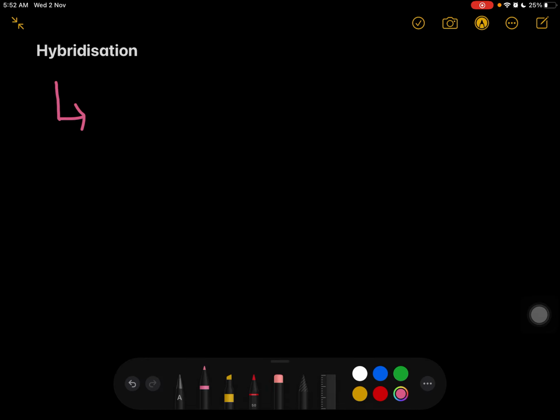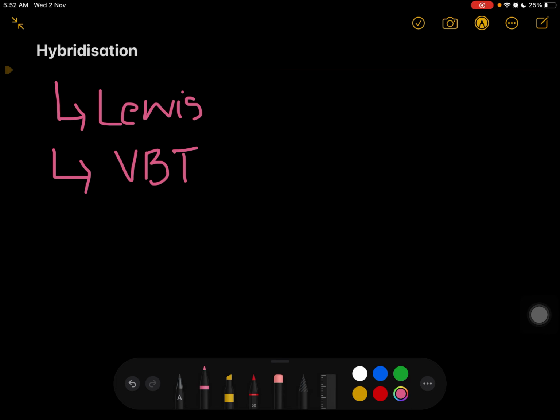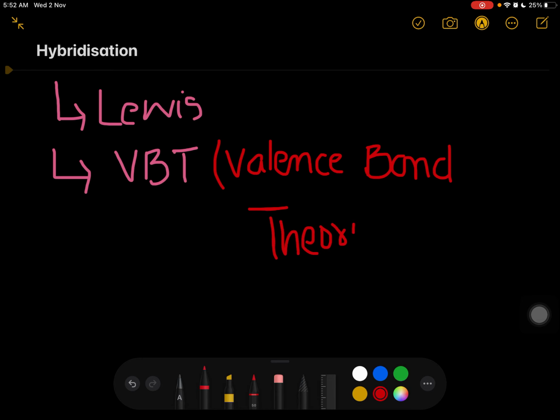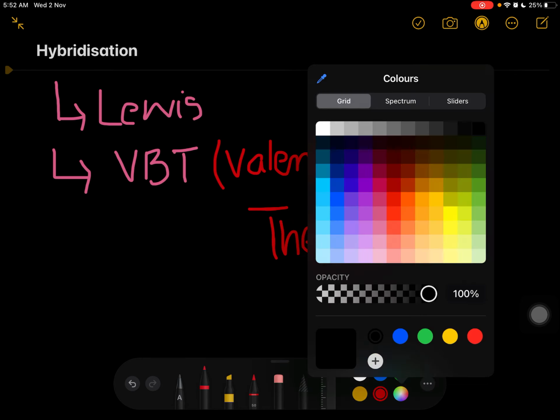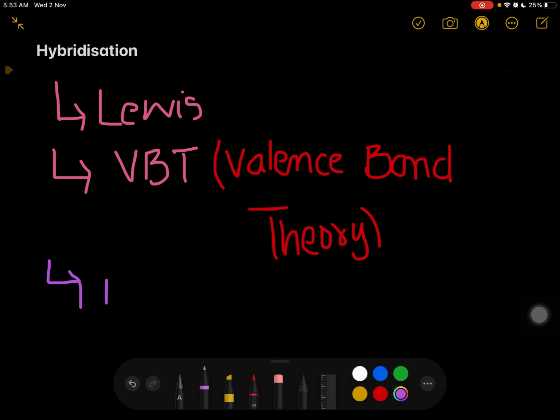So today we will discuss hybridization. But before moving to hybridization, we will discuss what was the actual need of hybridization. Before hybridization, there were other theories as well. The first was Lewis theory, right? Then there was VBT, which is known as valence bond theory, right? And after that there was the concept of hybridization, and after that there are two more theories too, like hybridization got rejected as well.